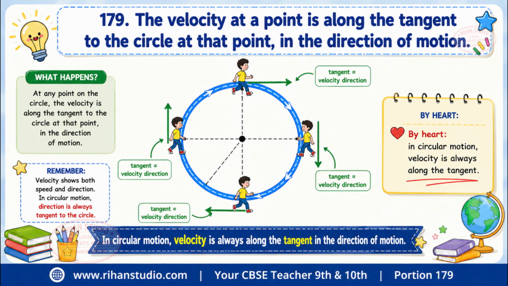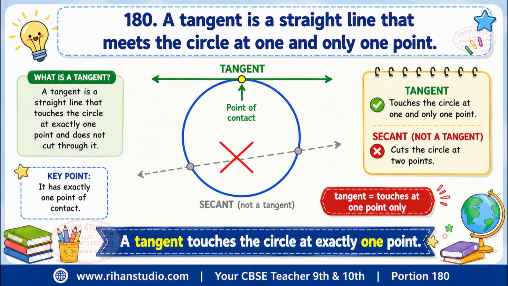The velocity at a point is along the tangent to the circle at that point, in the direction of motion. Very important. At every point of a circle, the velocity points along the tangent at that point, in the direction of motion. By heart, in circular motion, velocity is always along the tangent. A tangent is a straight line that meets the circle at one and only one point. A definition from maths: a tangent is a straight line that touches the circle at exactly one point.